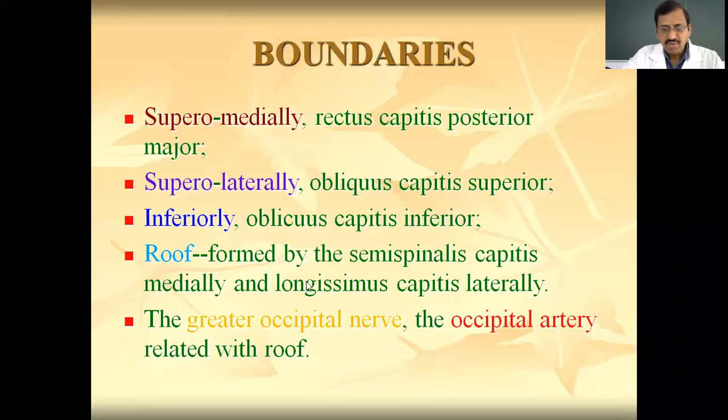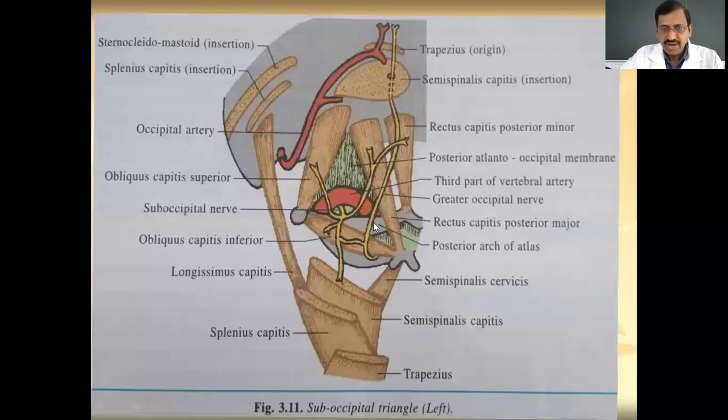Next, within the roof there are some important structures, especially the greater occipital nerve and the occipital artery, which pass through the roof. You see, this is the greater occipital nerve and this is the occipital artery. The greater occipital nerve is related with the triangle inferomedially. It encircles the lower border of the obliquus capitis inferior muscle, and then passes through the roof of the suboccipital triangle. Then it enters the back of the neck, and finally the back of the skull, and supplies the scalp.